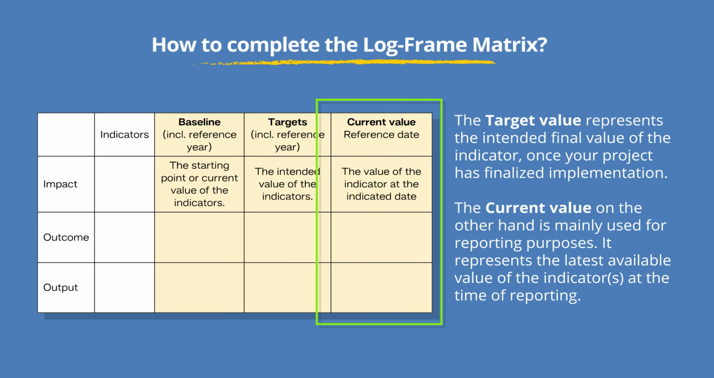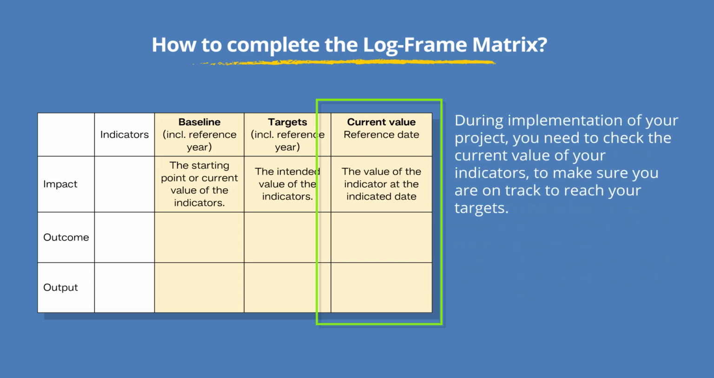The current value, on the other hand, is mainly used for reporting purposes. It represents the latest available value of the indicator at the time of reporting. During implementation of your project, you need to check the current value of your indicators to make sure you are on track to reach your targets.